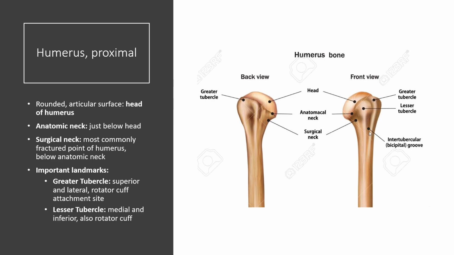The surgical neck is named kind of in a fun way. It's the most common axis, I guess you could say, where this bone breaks. So when the humerus breaks, it's most likely to fracture at the surgical neck. It's kind of an easy one to pick up on.